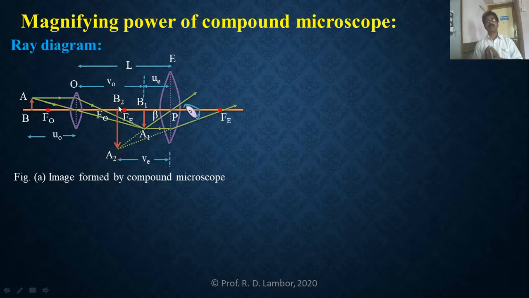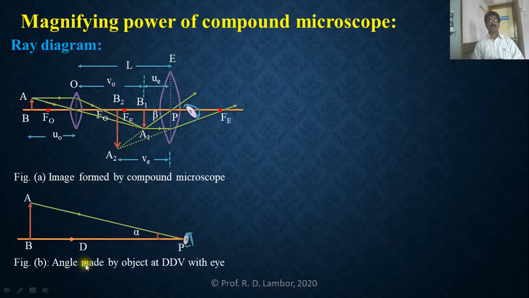So this is how image formation by compound microscope takes place. At the same time, here the angle made by the object at DDV with the eye, म्हणजे ह्या ऑब्जेक्टला आपण जर नेकेड आईजनी 25 सेंटीमीटर वर ठेवून जर बघितलं तर ऑब्जेक्ट सबस्टेन्स अँड अँगल अल्फा with that unaided eye. It is explained by this ray diagram.